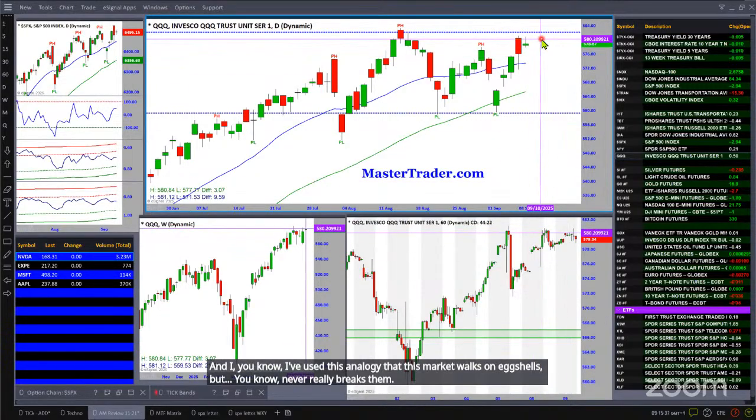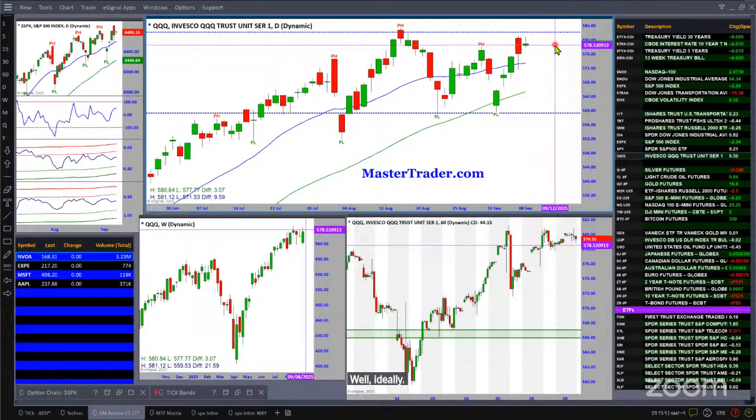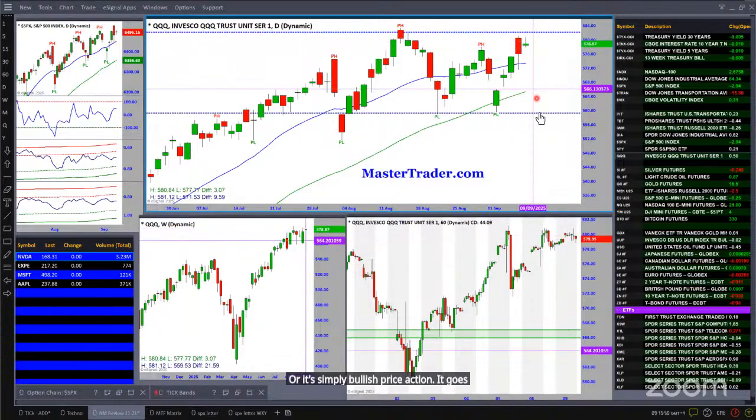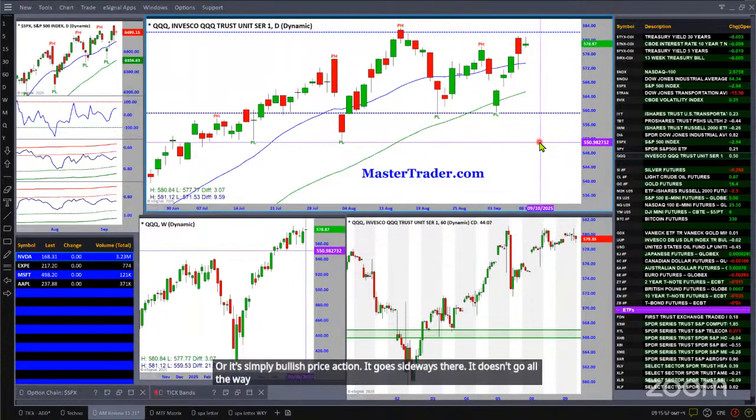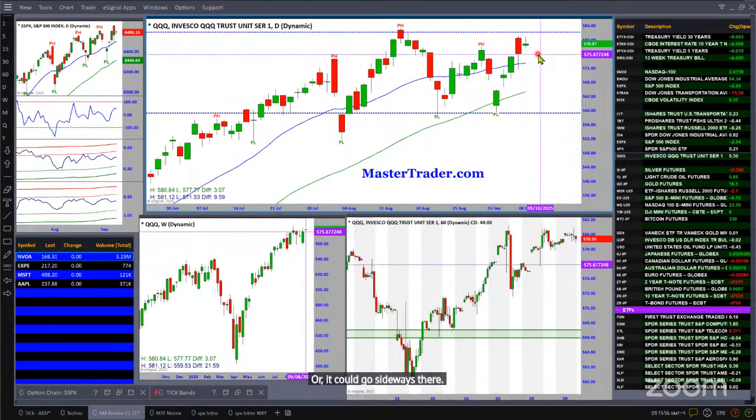So now it's at a resistance area. What does it do there? Well, ideally, and this is the concept that I've coined, absorbing supply, or simply bullish price action. It goes sideways there. It doesn't go all the way back down to the bottom of the range. Or it could go sideways there and we get a rejection bar or a correction bar.